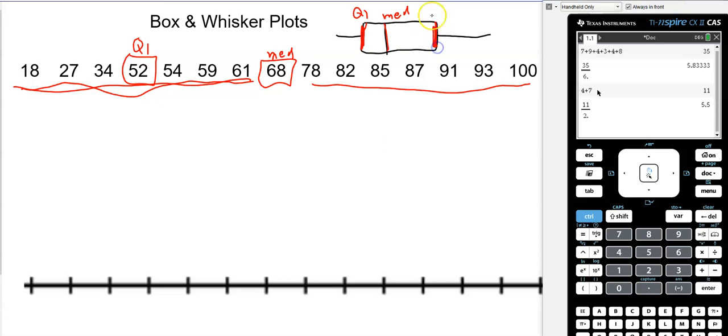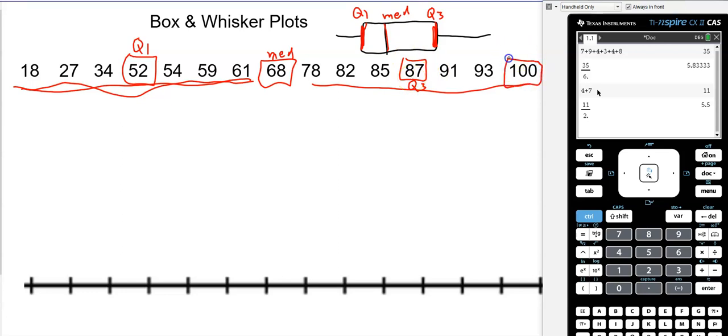Q3 is the right part of the box, and that's quartile 3. Think of like 3/4 or 75 cents out of $1. So that's 75% of the data to the left and 25% of the data to the right. So it's the median of the upper half of the data. This would be the middle of the upper half. So Q3 would be 87.